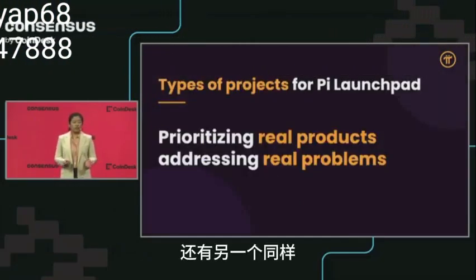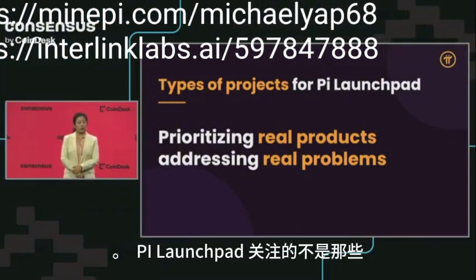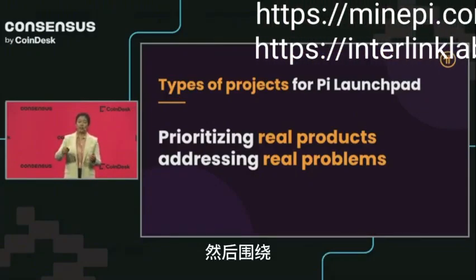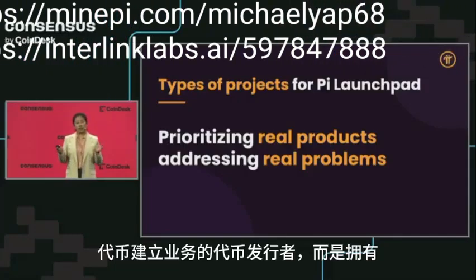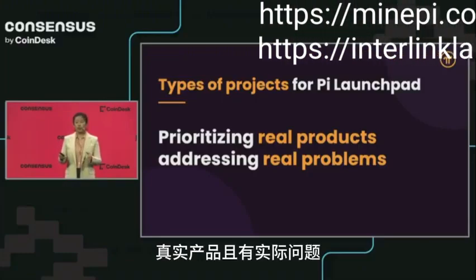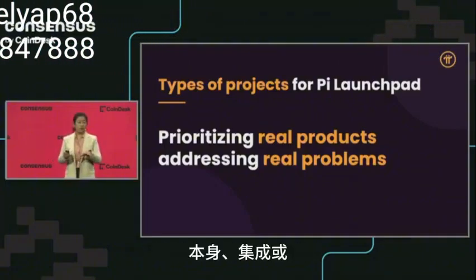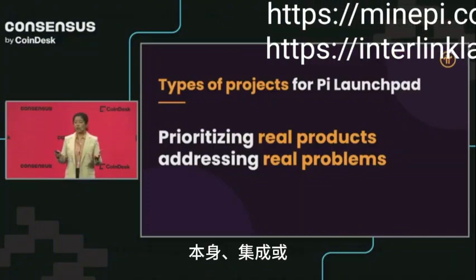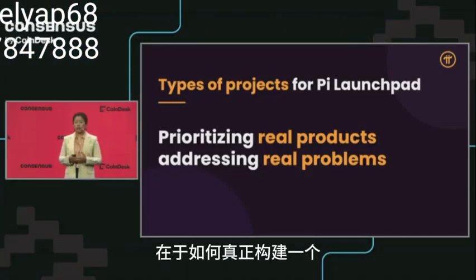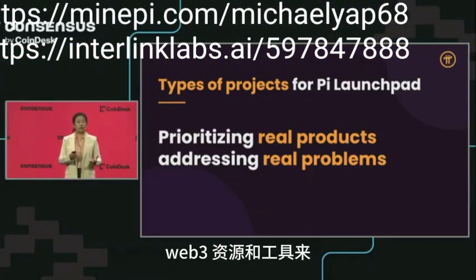There's another aspect that is equally important, which is the types of projects for Launchpad. Instead of looking at token issuers whose intent is to issue a token and then build a business around the token, Pi Launchpad actually focuses on real businesses with real projects, real products, which have a real problem to solve. Pi's focus is not on tokens for their own sake, or integrations or mechanisms in isolation, but what it takes to actually build a real product that solves human needs, and then connect the Web3 resources and tools to facilitate that.